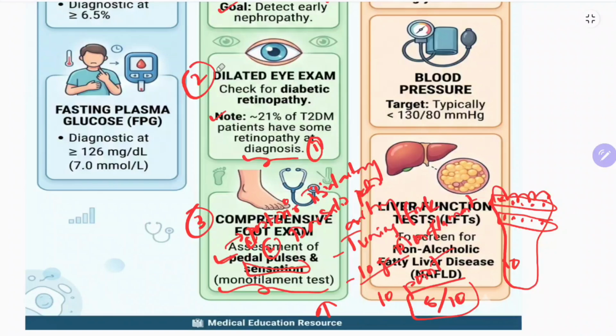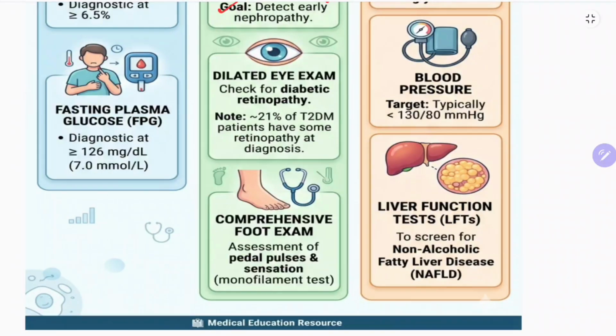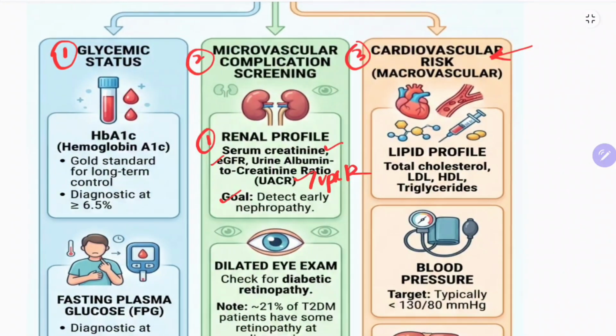So that's about the microvascular complications in patients with diabetes mellitus. These things we should do at the time of diagnosis: renal, eye, and foot.